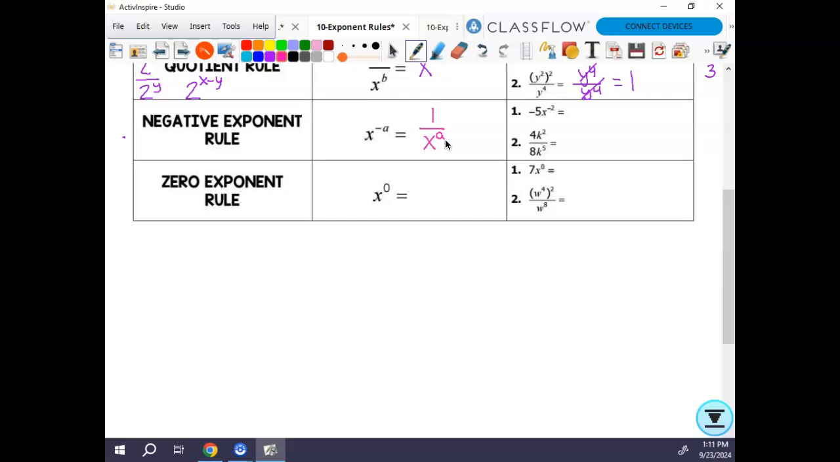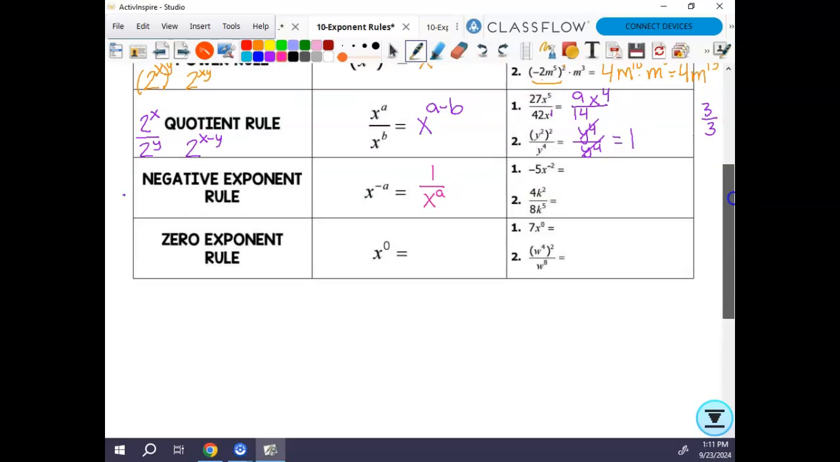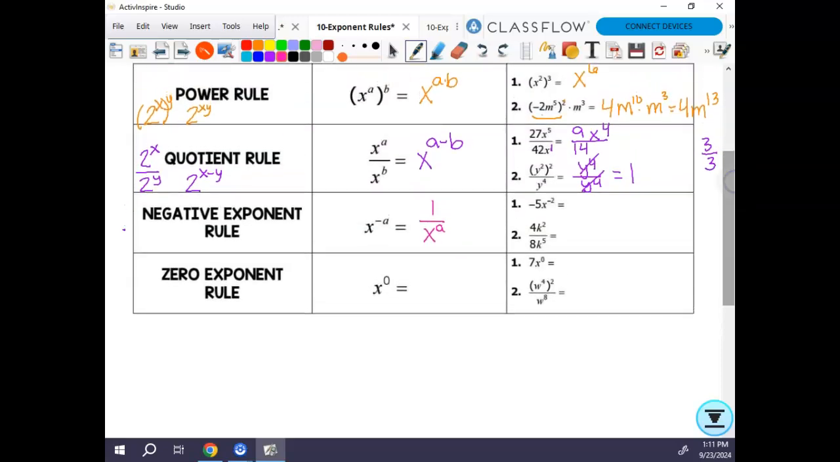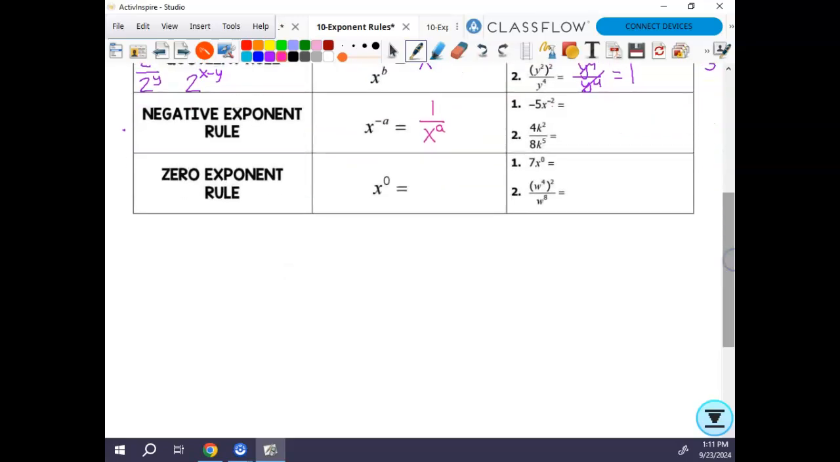So then I have negative 5 times x to the negative 2. Notice here, I had parentheses around this with the 2 on the outside. That's why I squared that negative 2. Does this exponent of negative 2 have anything to do with that negative 5? No, it does not. So it's just negative 5. That x to the negative 2 goes in the denominator, which would be x squared, like so.